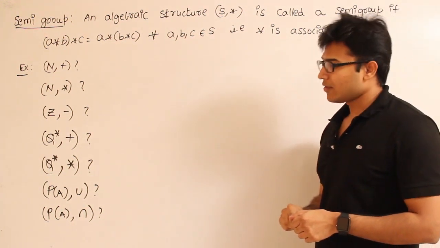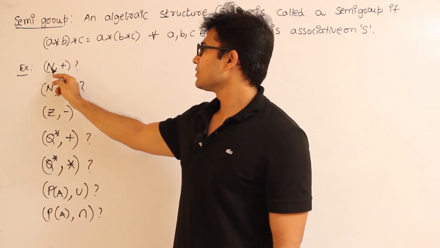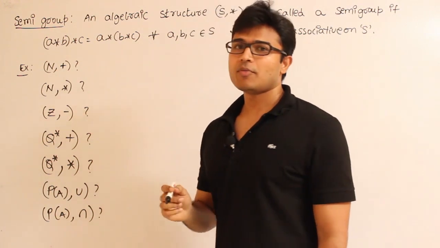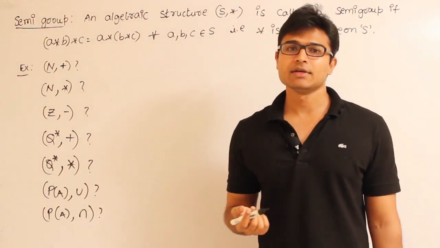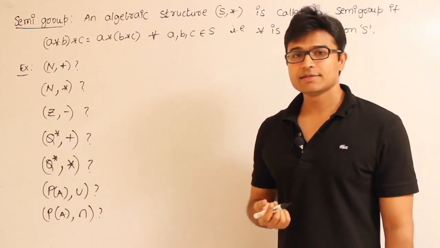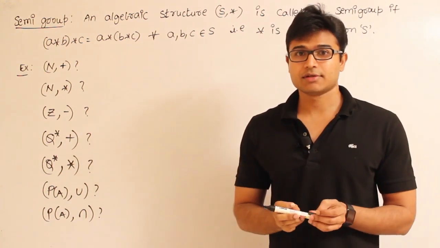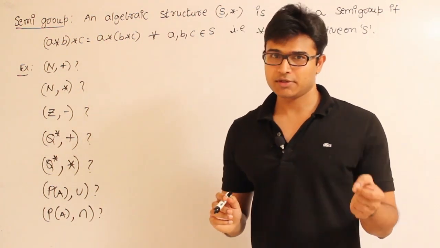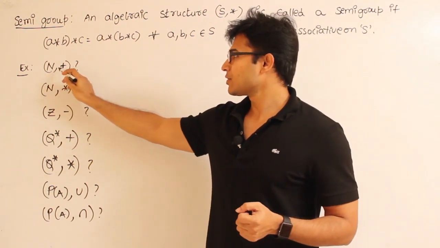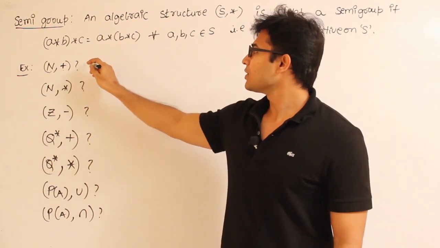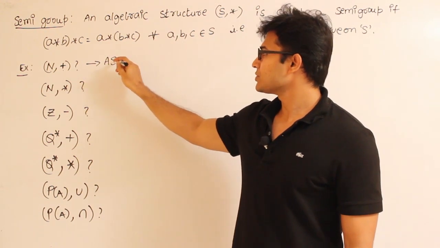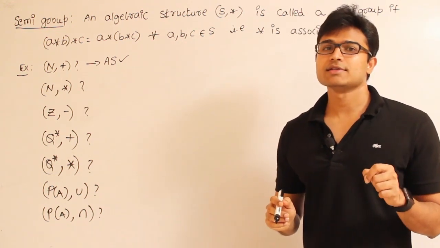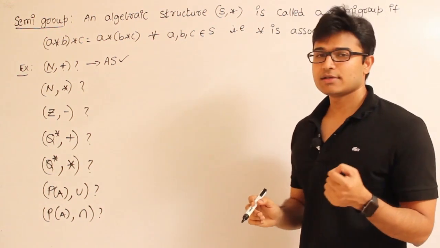I'll explain now. Is N, the set of all natural numbers, with the operation addition, going to be a semigroup or not? So first of all, is it an algebraic structure? That we should understand. The set of all natural numbers under addition is an algebraic structure because natural numbers are closed under addition. Therefore, it is definitely an algebraic structure. Fine. Now you should verify whether it is a semigroup or not. How can you verify that?